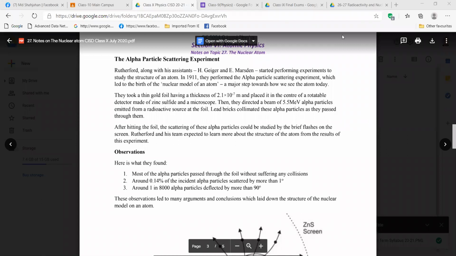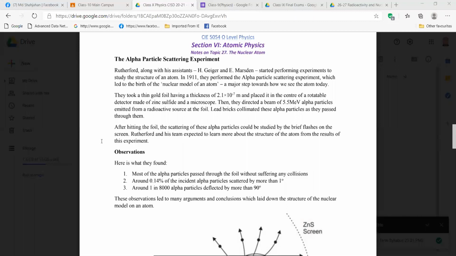Observations. Here is what they found. Number one, most of the alpha particles pass through the foil without suffering any collisions. Number two, around 0.14% of the incident alpha particles scattered by more than 1 degree. Number three, around 1 in 8,000 alpha particles deflected by more than 90 degrees.